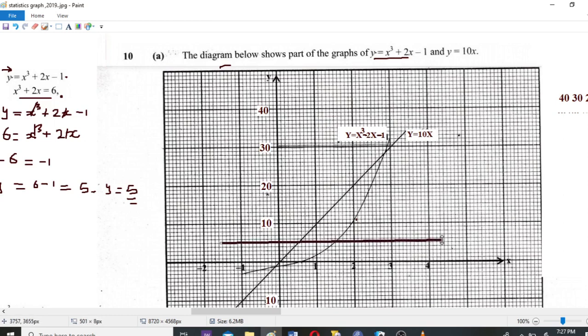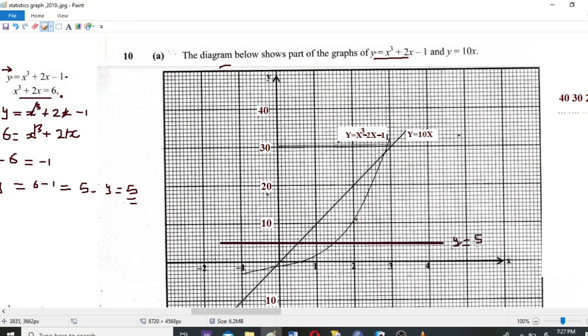Okay, so this one is passing at 5. It should be a straight line. Okay, so that's the one. It is passing at 5. So this equation is y is equal to positive 5.